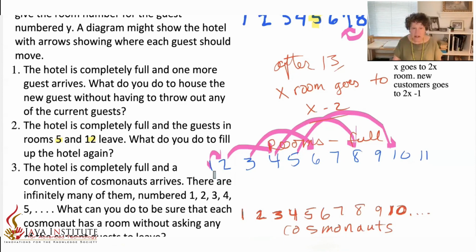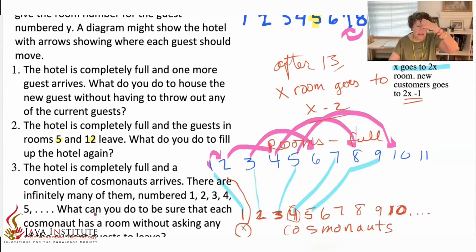So this guy goes here to 1 because 1 got emptied out. 3 got emptied out. 4 got filled up, so we go to 5. 6 got filled up, we go to 7. And so here's the formula. The person in room X goes to 2X. And then the cosmonauts, because each cosmonaut had a number, cosmonaut number X goes into room 2X minus 1. So 3 goes to 2 times 3 minus 1, which is 5. 2 times 4 minus 1 is 7. So we've done it.